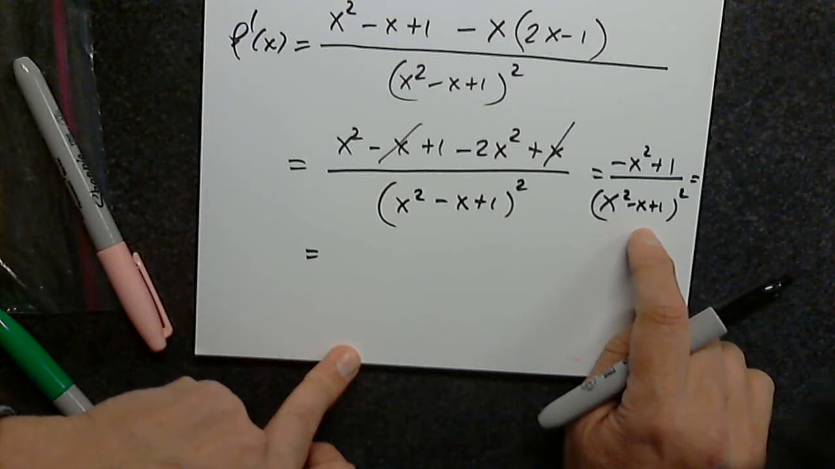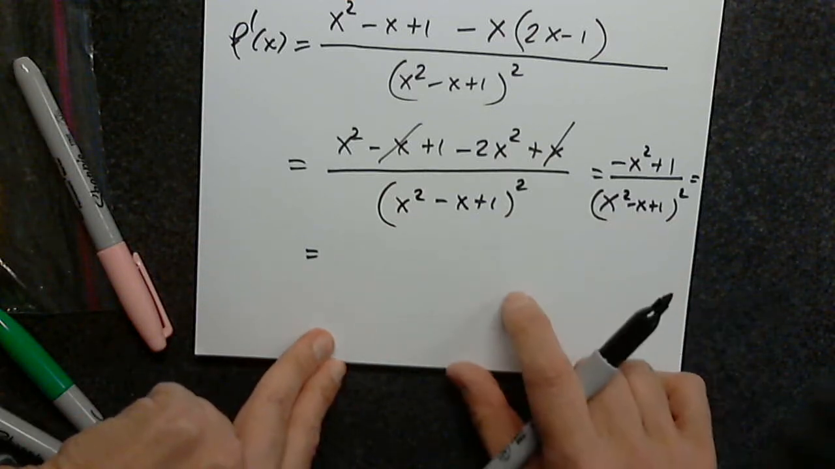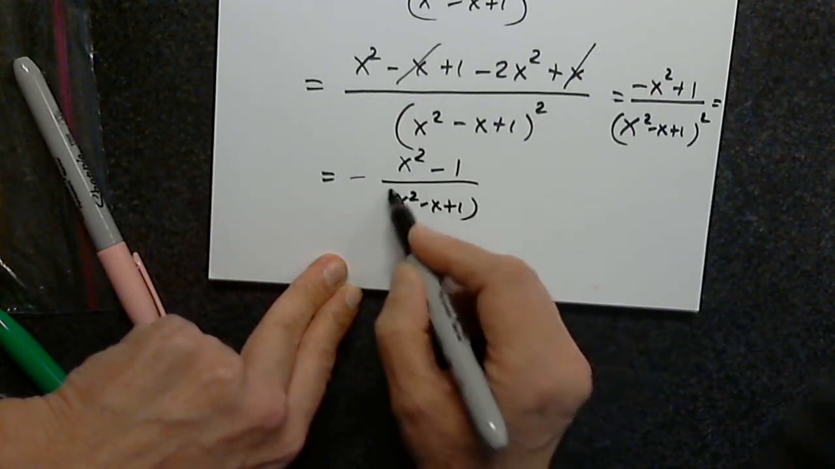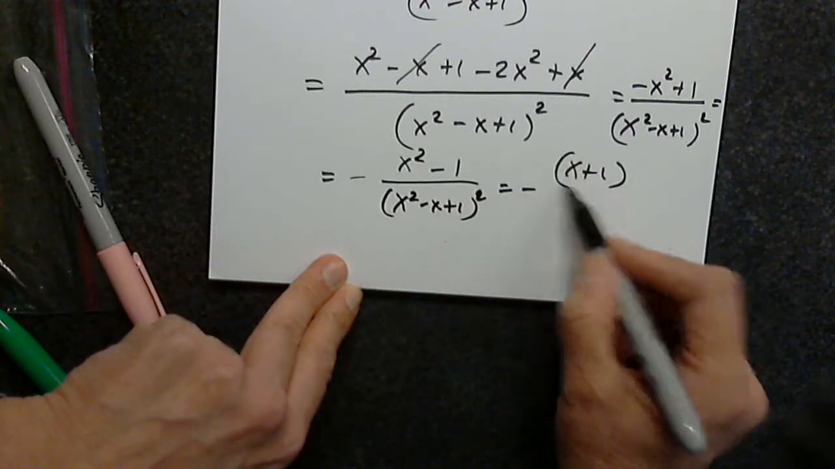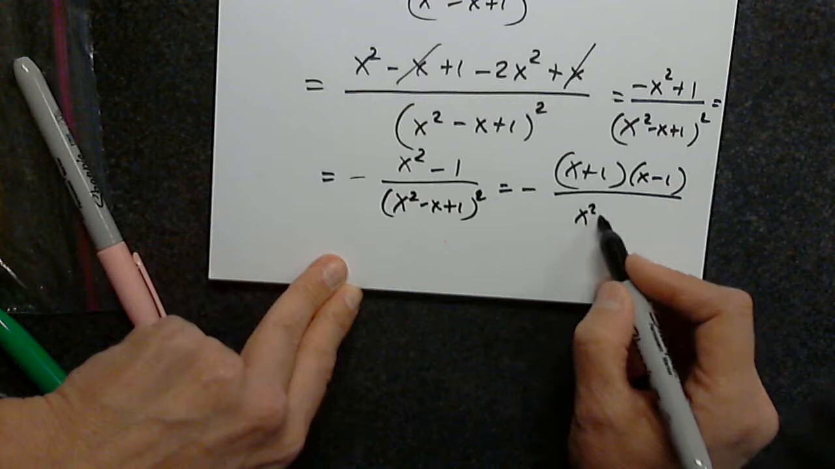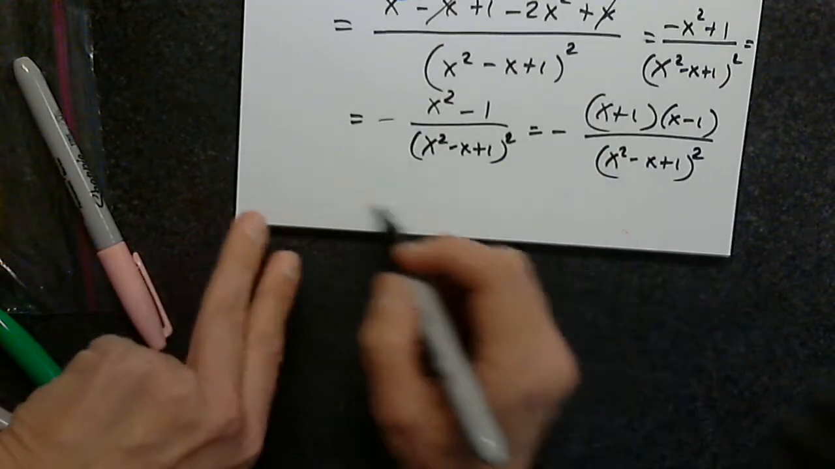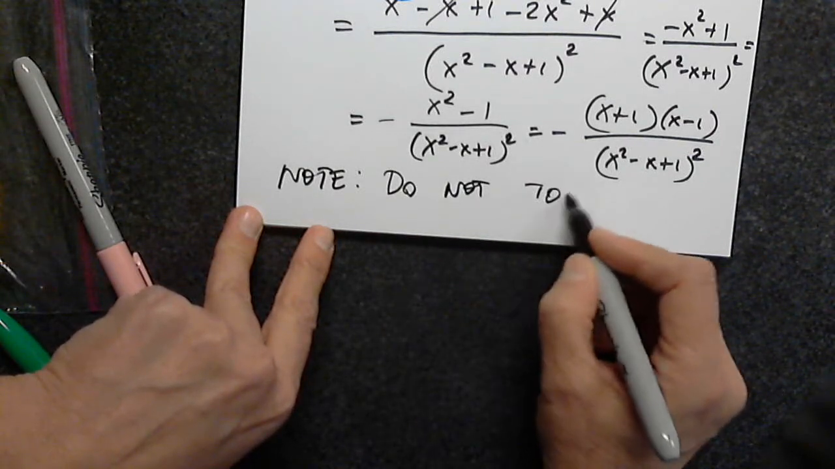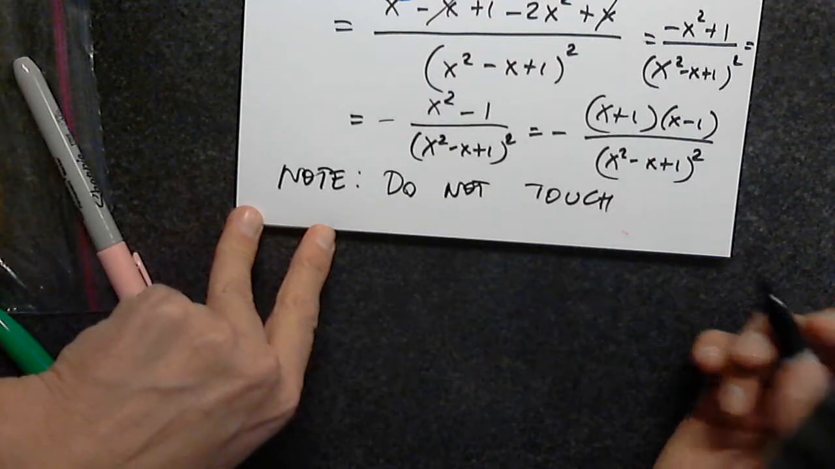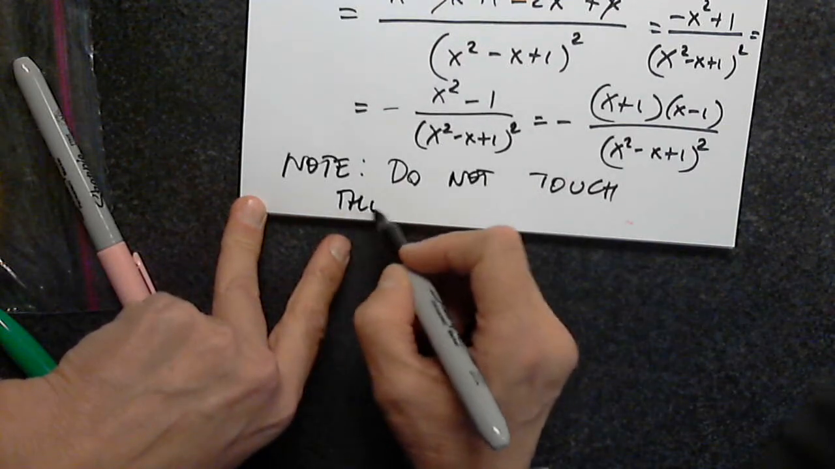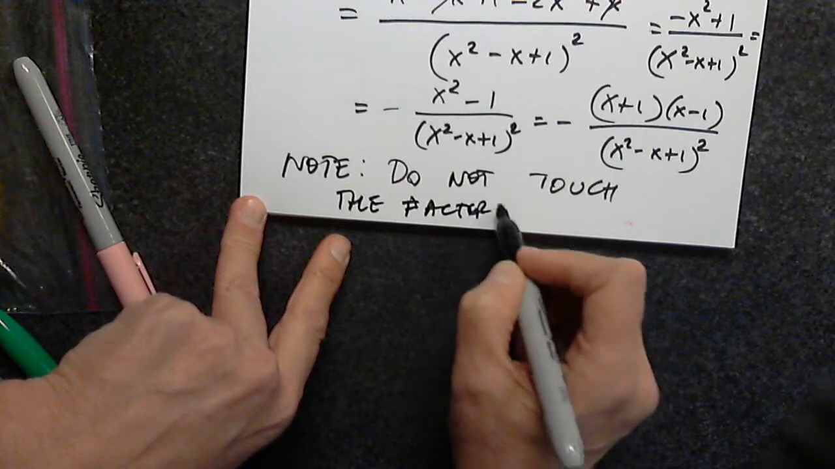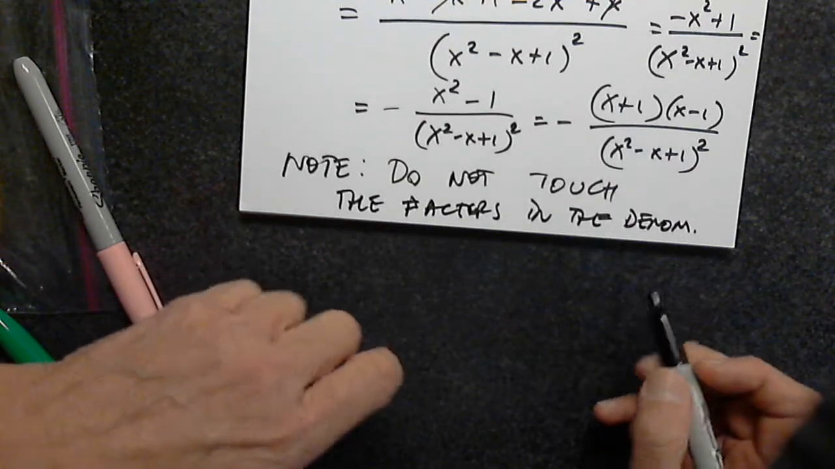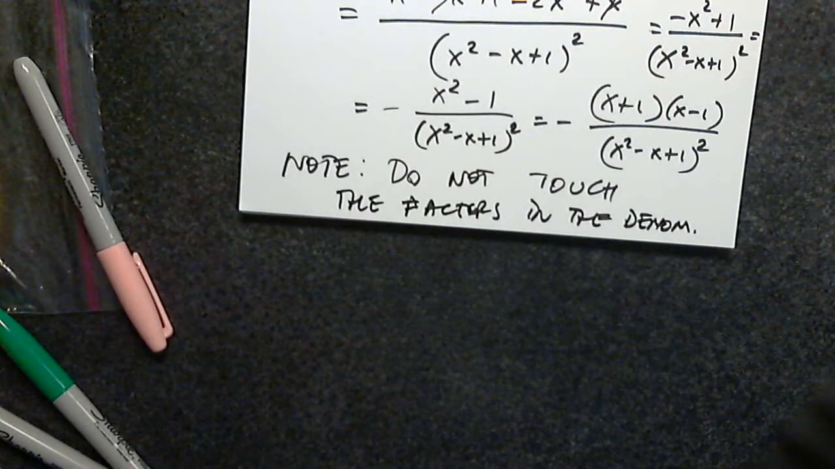Ever. It's not going to give me anything. So negative x squared minus 1 over x squared minus x plus 1 squared, which is negative x plus 1 times x minus 1 over x squared minus x plus 1. Note, do not touch the factors in the denominator. You mean expand. That's what I meant. You're not going to do anything with them, and you're going to waste your time.